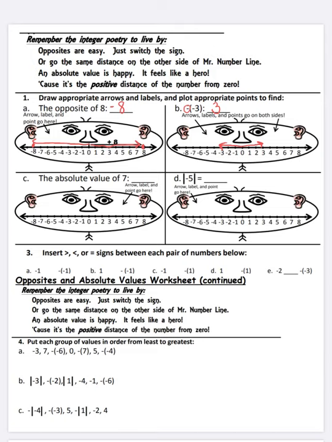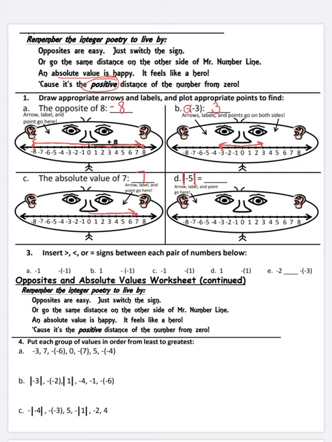What about the absolute value of 7? Remember, the absolute value is happy. It feels like a hero. It's the positive distance of the number from 0. So it's always going to be a positive number. So if we look at 7, 7 is located right there on the number line. It already is a positive distance of 7 from 0. Therefore, it just remains 7. These lines are how we ask for absolute value.